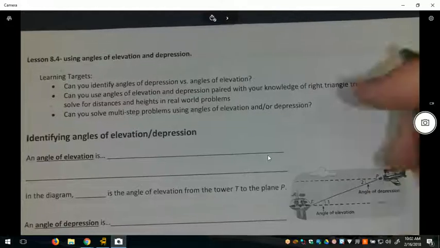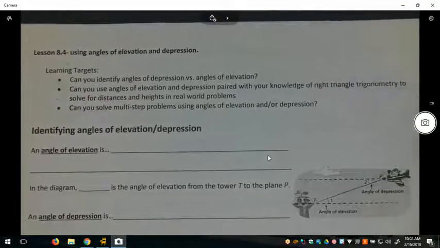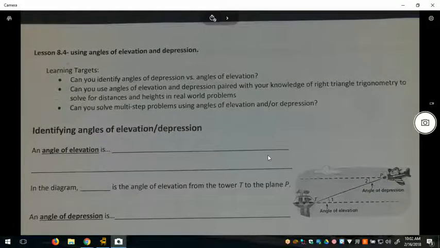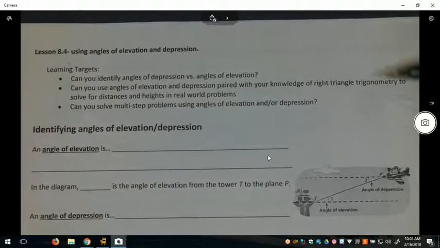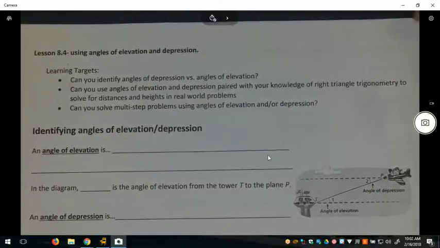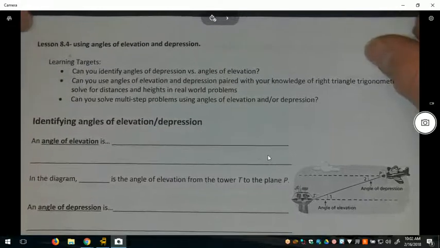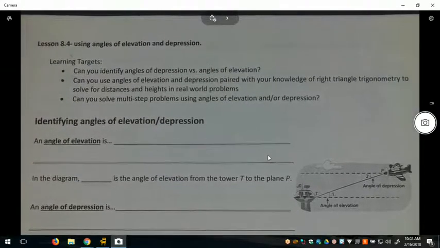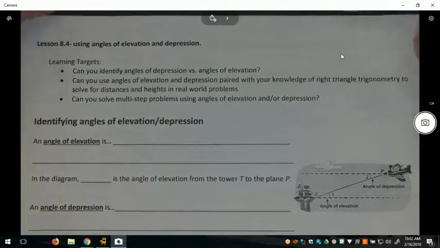In lesson 8.4 video clip. This should be a relatively short video clip. Some of you might have gotten this information from the book. But for now, we're just looking at what angles of elevation and depression are. You'll be applying these vocab terms to problems with a partner in class during the next lesson.